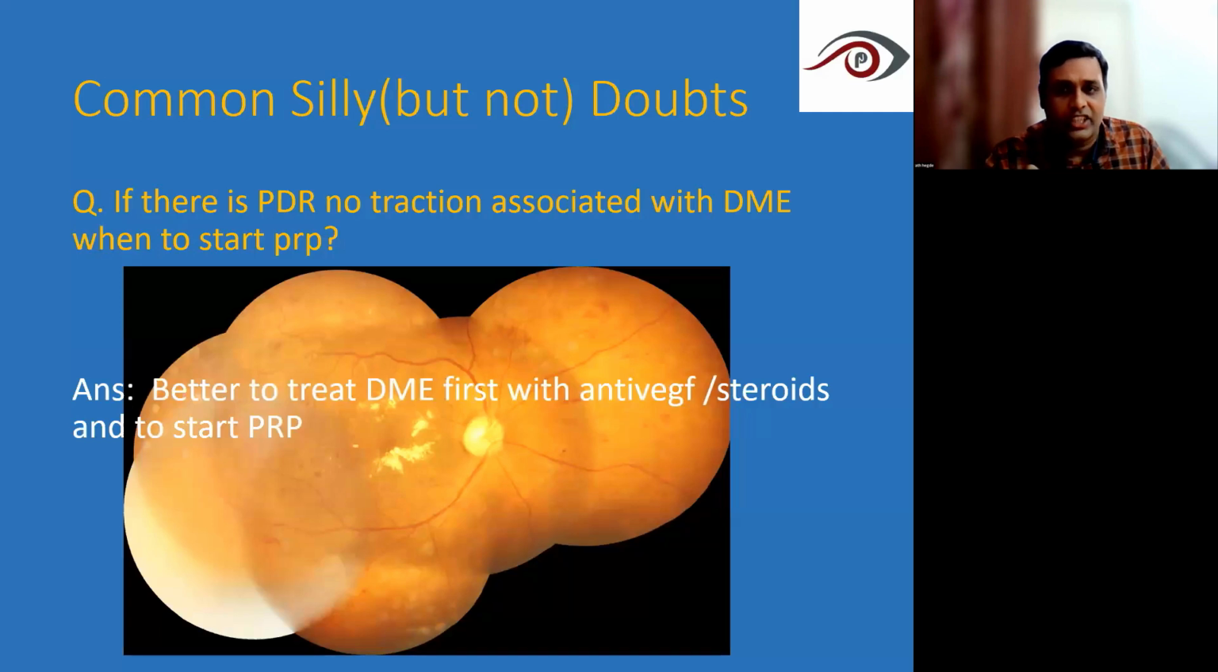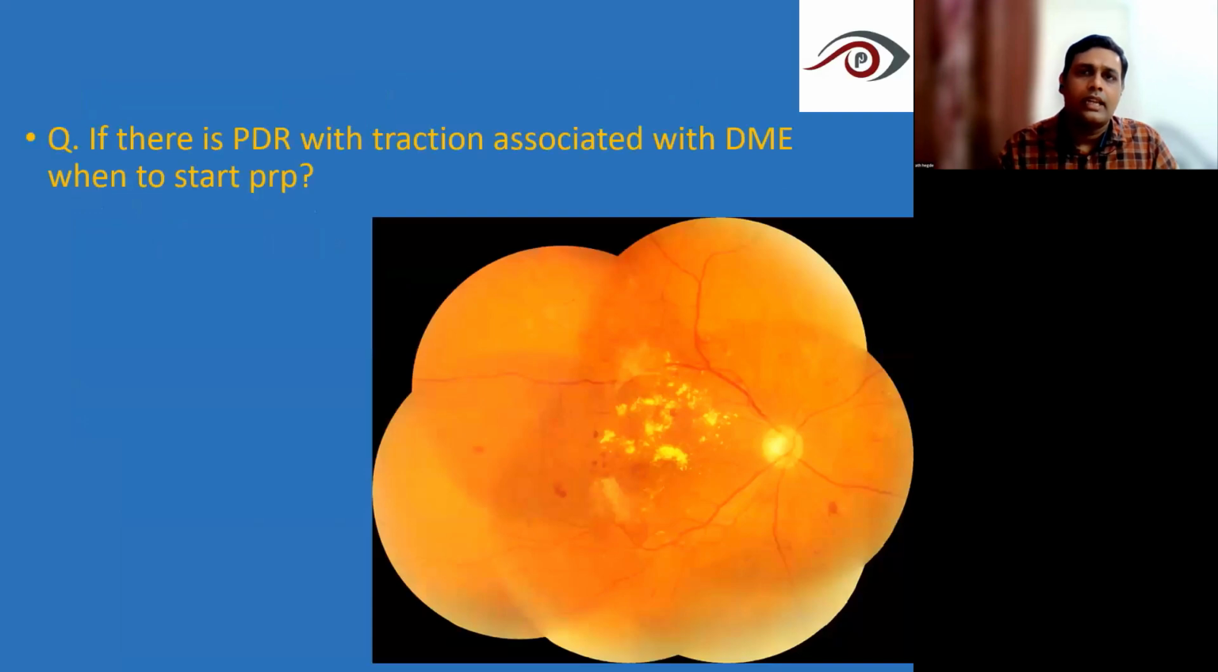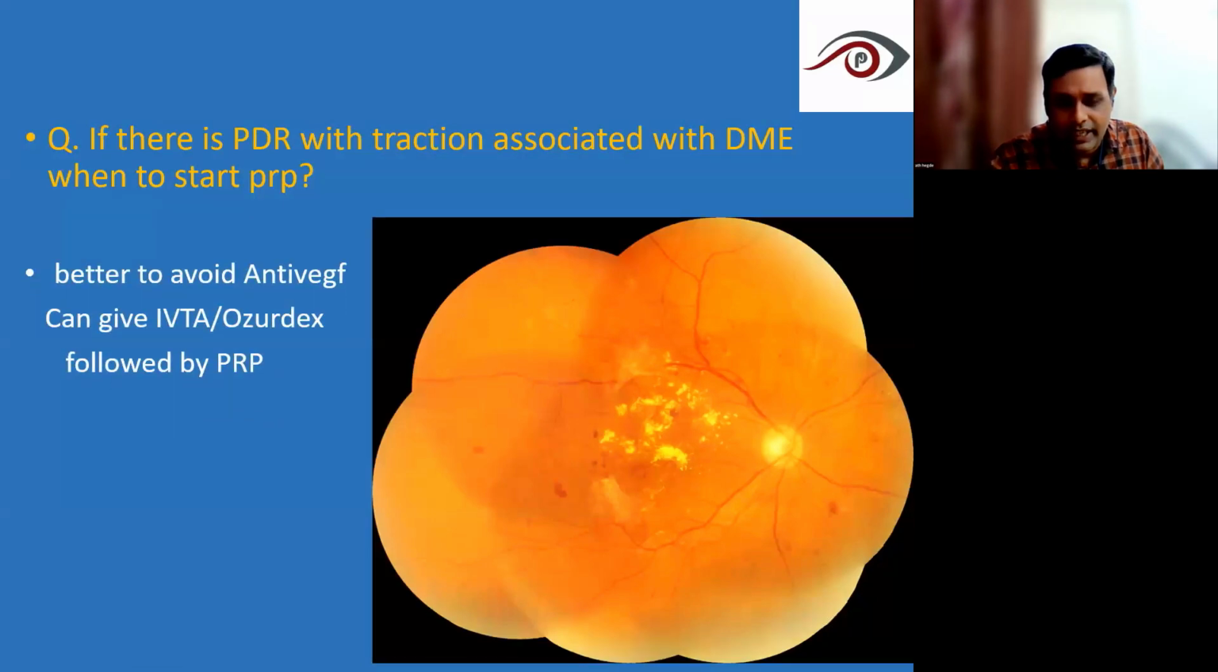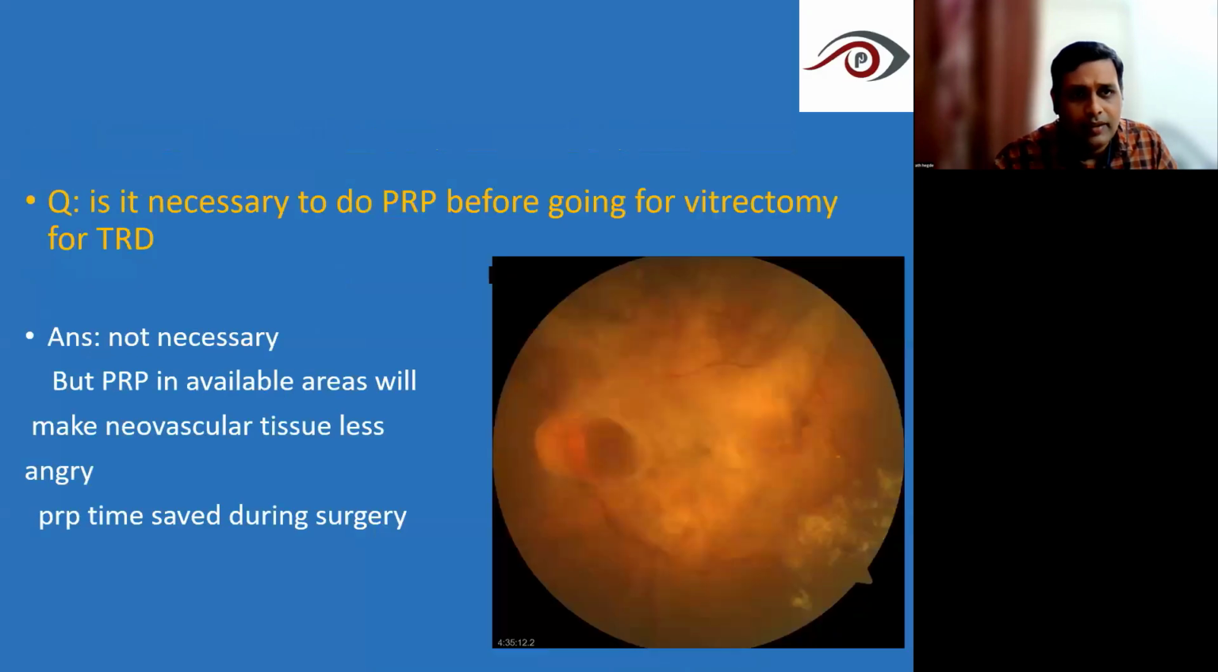If there is a traction, at that time I give steroids. If there is no traction, I give anti-VEGF. Or if the patient cannot afford it, I start the first sitting of laser and do the grid laser to the diabetic macular edema. And if there is a PDR with traction associated with DME, when you start PRP, as I told you, I avoid anti-VEGF. I give triamcinolone or Ozurdex followed by pan-retinal photocoagulation.